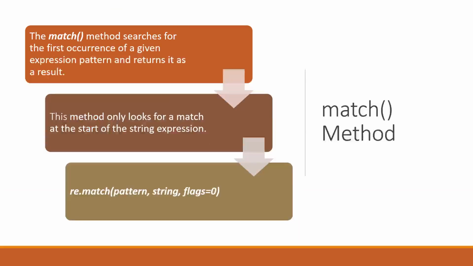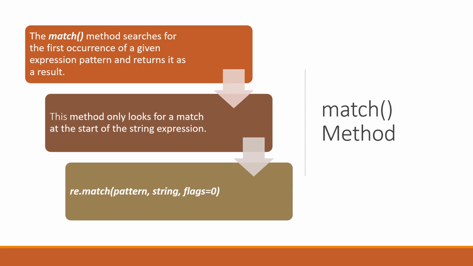Now let's move to our next method. So next let's discuss the match method. Now this match method in Python from the re module searches for the first occurrence of a given expression pattern and returns it as a result. Moreover, the match method also looks for the match at the start of the string expression. However, if a match is discovered in the first line, the match object will be returned, but it will return null if the match is not found in another line.